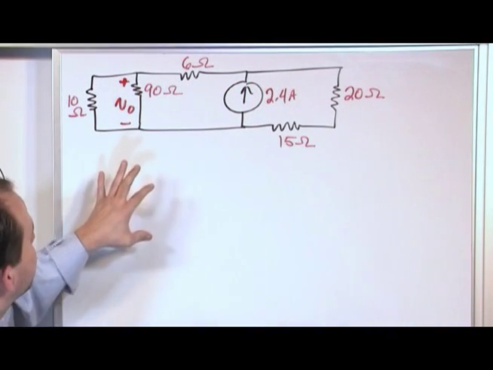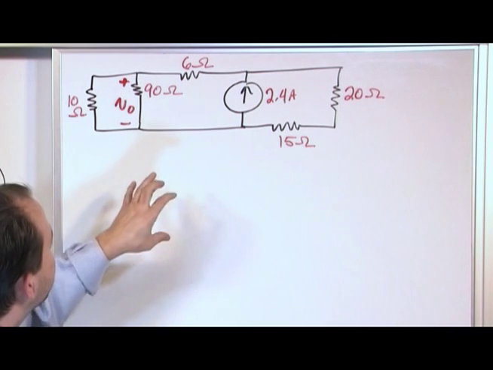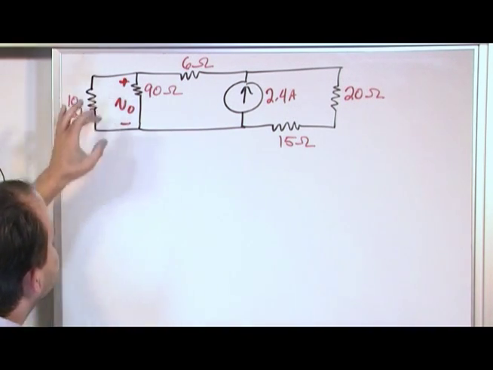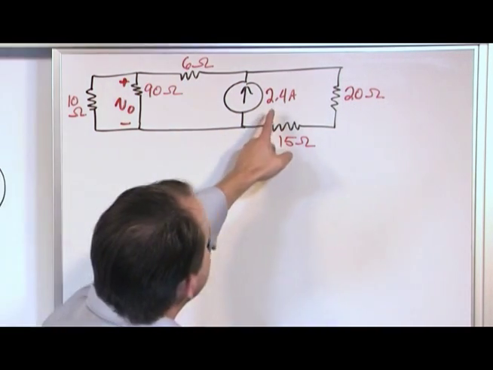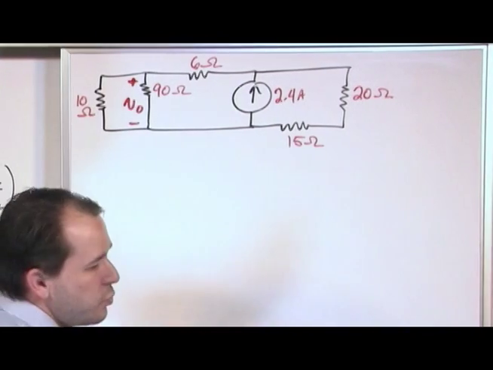All right, now this is the problem we're going to work here, and really what we want to do is find out what the value of this voltage is across that 90 ohm resistor there. So again, we have a current source, 2.4 amps. We have resistors known everywhere.